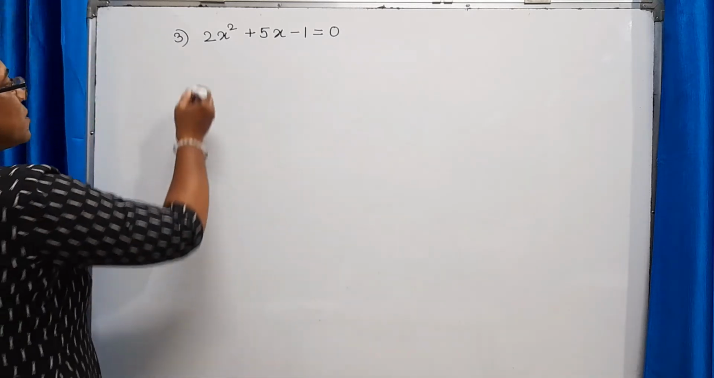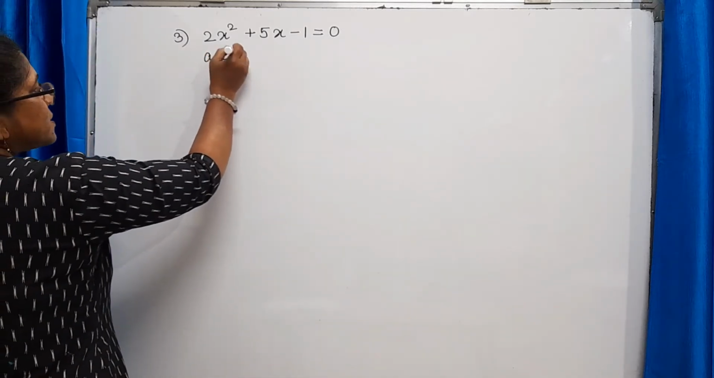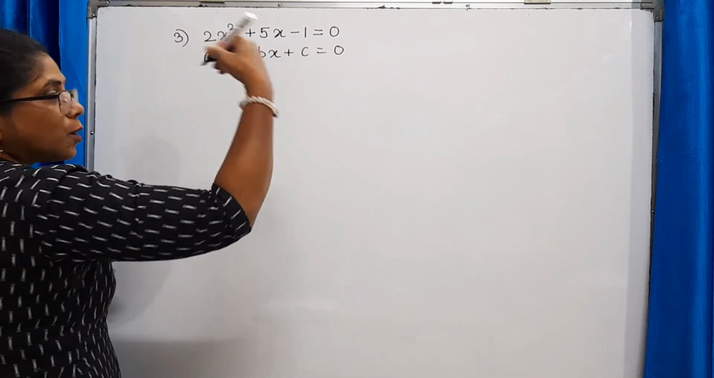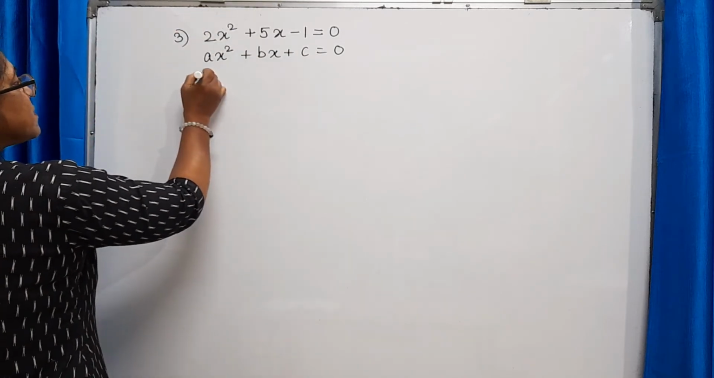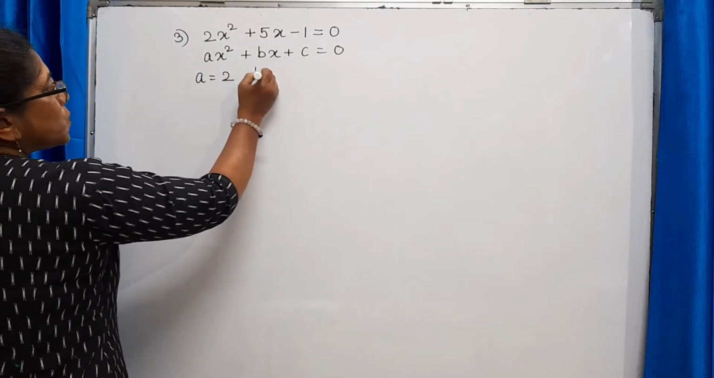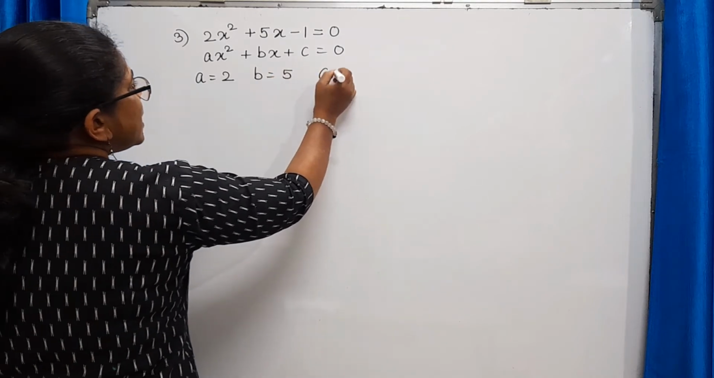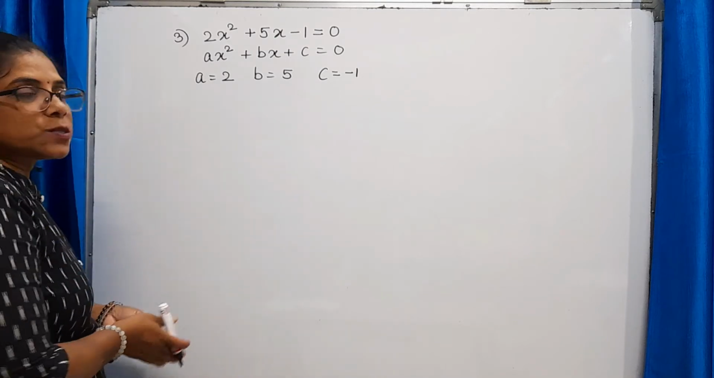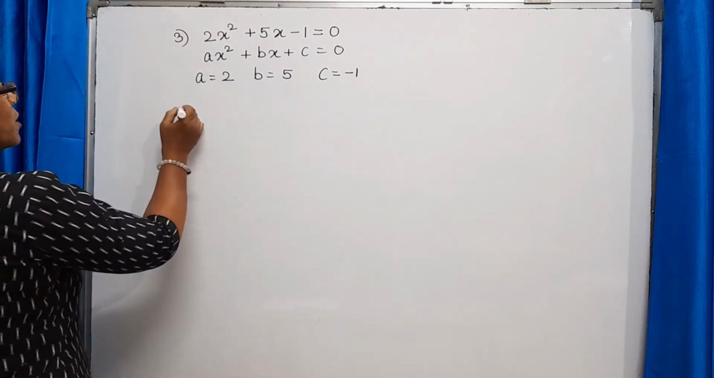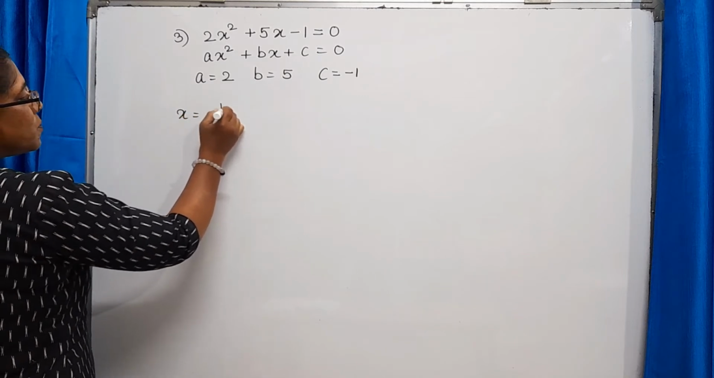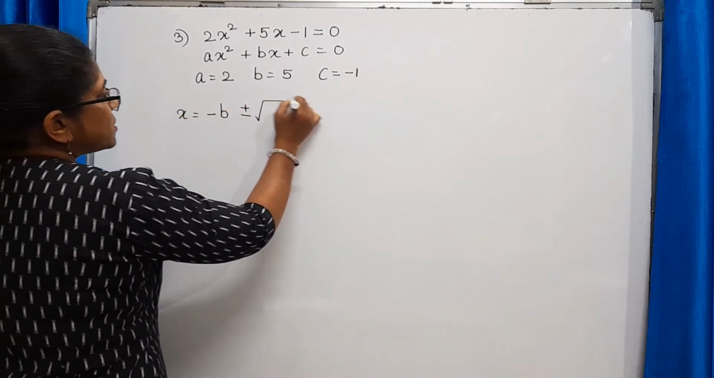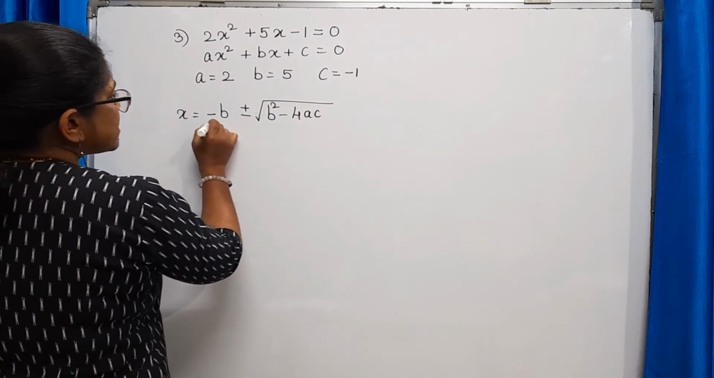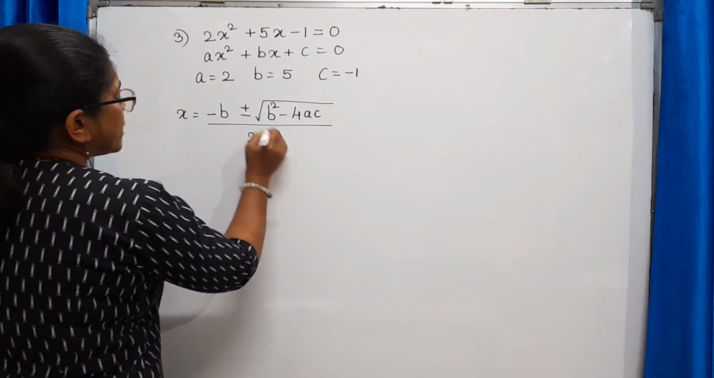Let's compare this with our general form, ax square plus bx plus c is equal to 0. Note down the values of a, b and c. A is equal to 2, b is equal to 5 and c is equal to minus 1. Now we have to find the roots by formula method. We have to write the formula. x is equal to minus b plus or minus root b square minus 4ac upon 2a.